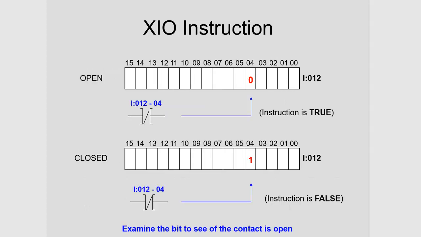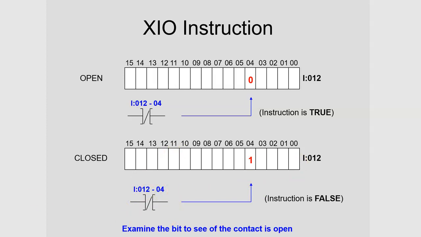So again, pictorially, this is mapped to this 4th bit position, which is mapped to some screw terminal on the input module, and that screw terminal has connected to the switch. And if the switch is open, then in the input image table there will be a 0 in that bit position. This will see that 0. If it sees a 0, then that makes this true. If it sees a 1, that makes this false.